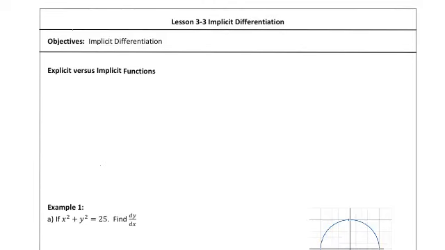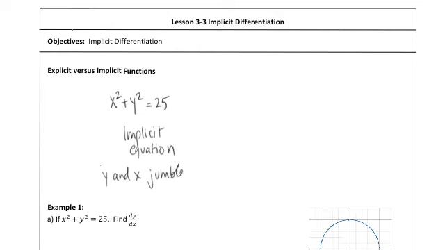Hi everyone, this is a lesson on implicit differentiation. So explicit functions and implicit functions, that's the first thing we need to understand. x squared plus y squared equals 25, right? That's the equation of a circle, radius 5. And this is called an implicit equation because y is not all by itself. y and x are sort of jumbled up together, right? This is an implicit equation.